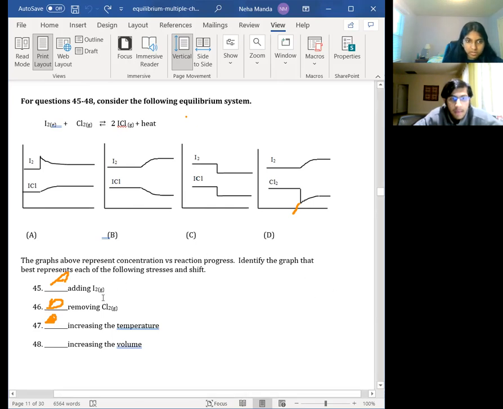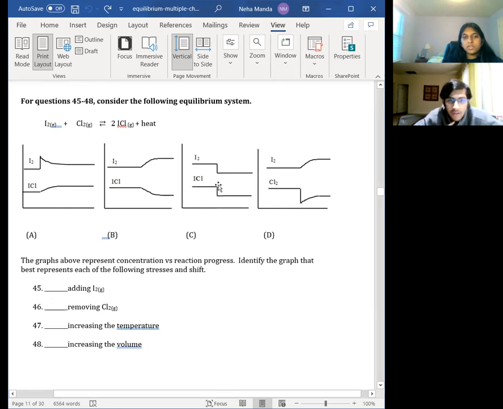So A is correct for this one. D is correct for this one. B, this is supposed to be C. So I'm not sure. Yeah. I guess that makes sense because the concentration is the same at the end. Or it's unchanging at the end. Oh, okay. Wait, but that doesn't make sense because everywhere else it's also unchanging at the end.